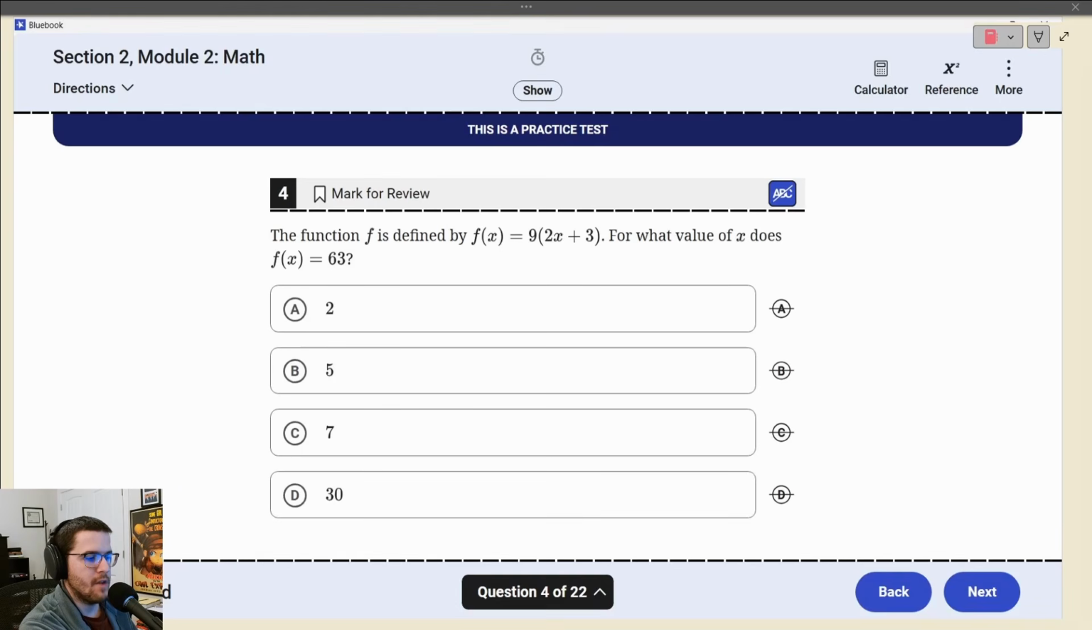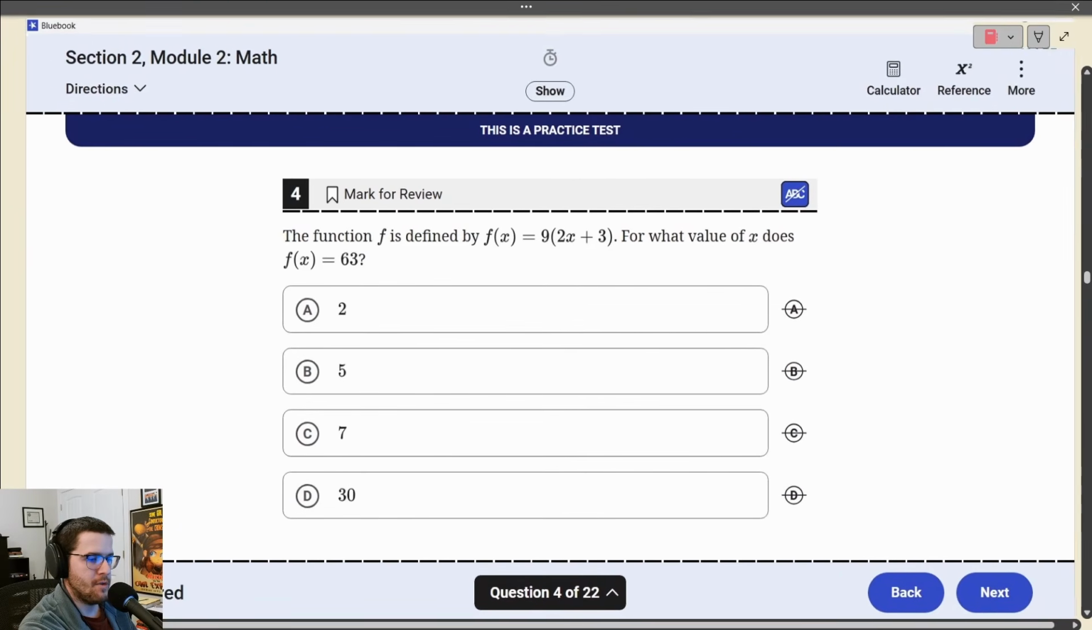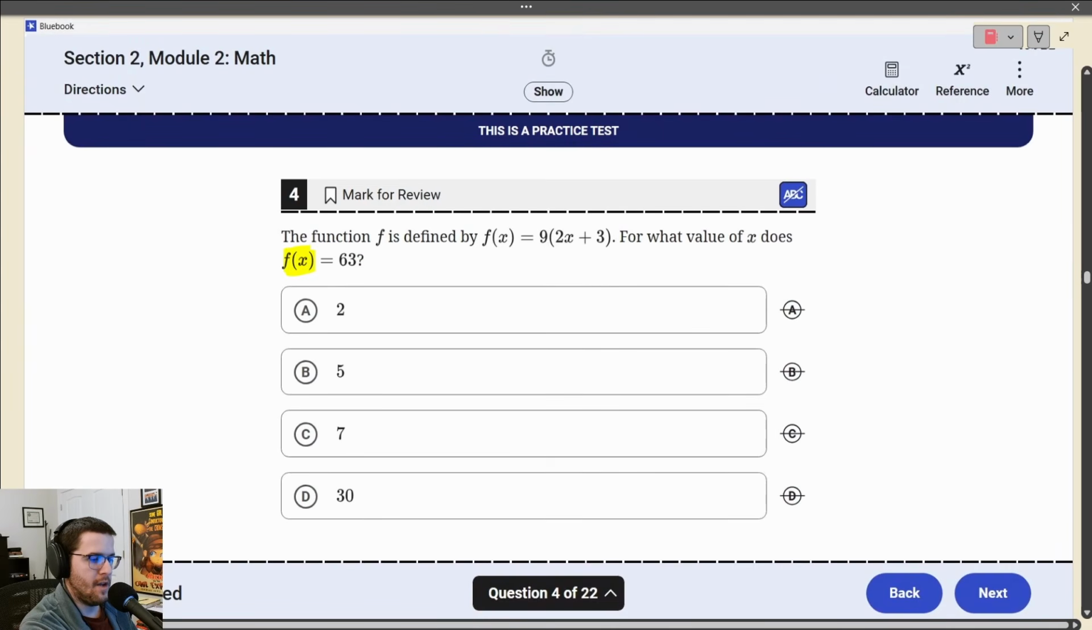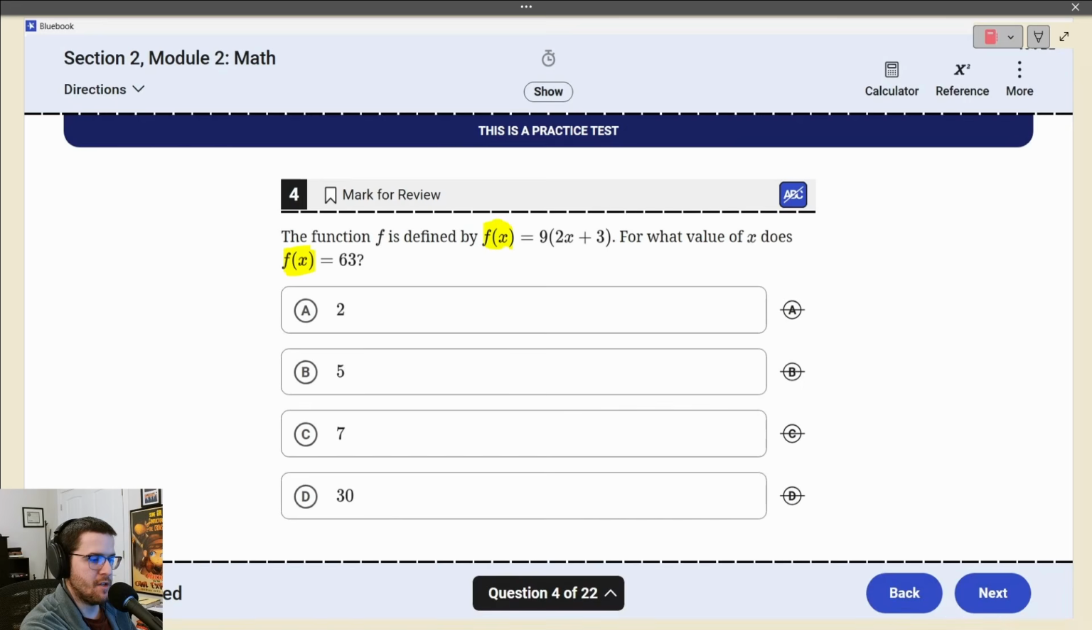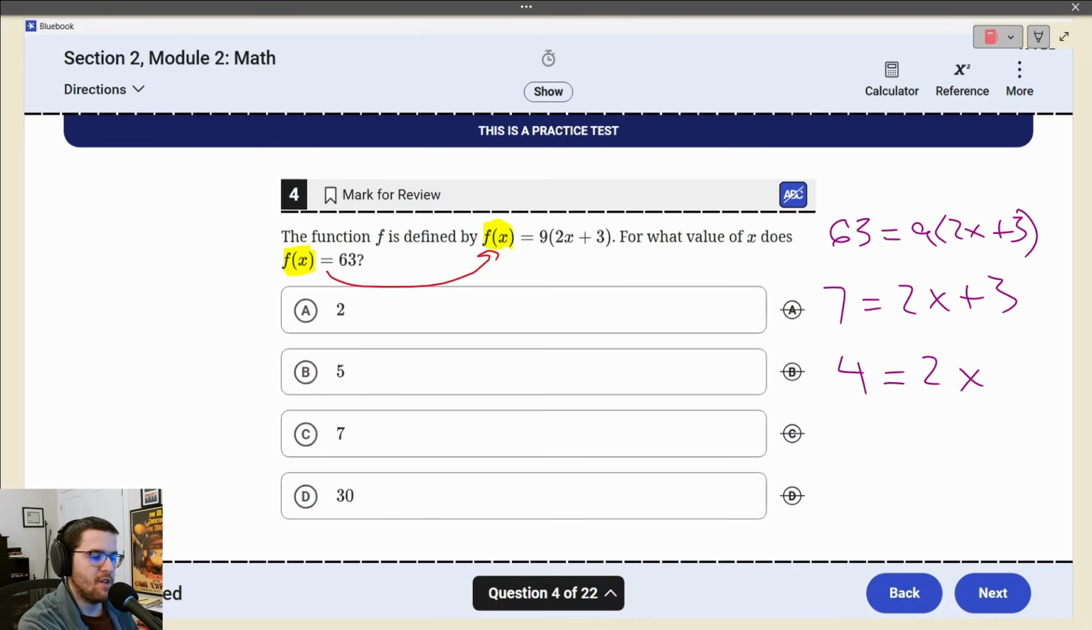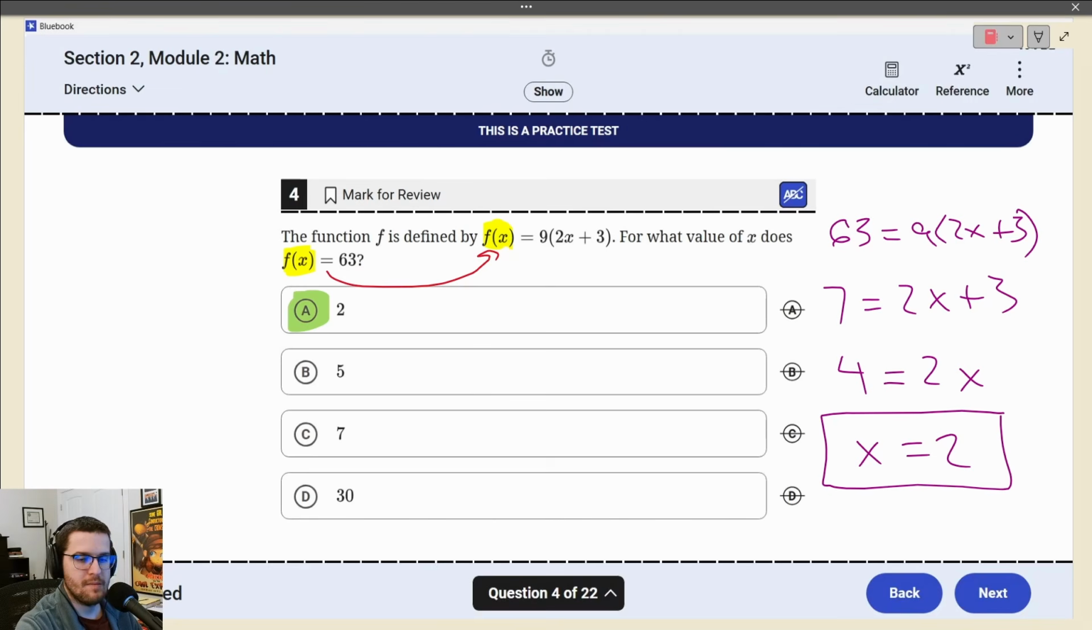Okay, question 4. So they tell us that f of x is equal to 63. And f of x is also equal to this. So we can take this 63 and substitute it in here. It's like our y value. So this is 63 equals 9 times parenthesis 2x plus 3. We'll first divide both sides by 9, and we get 7 equals 2x plus 3. Now we'll subtract 3 from both sides, and we get 4 is equal to 2x. And now we'll divide both sides by 2, and we get x is equal to 2, which gives us choice A as our answer. We can also do this problem entirely on Desmos, so let's go do that.